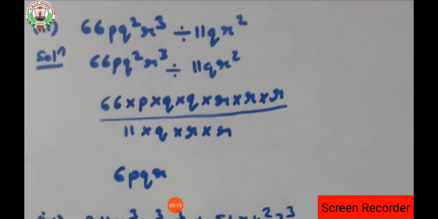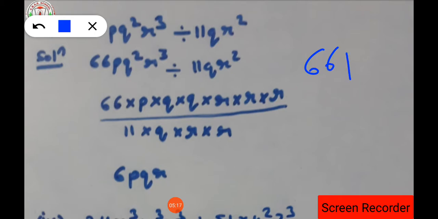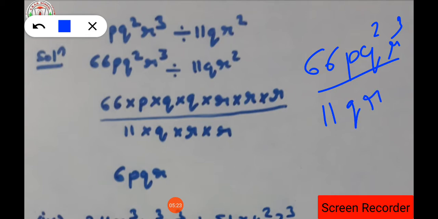We are having this, isn't it? So while solving this, how to solve 66 p q square r cube upon 11 qr square? If we are using laws of exponents, it will be easier. You can use any of the methods. First method is already done on the screen. Second method I am explaining to you at the side of this board.